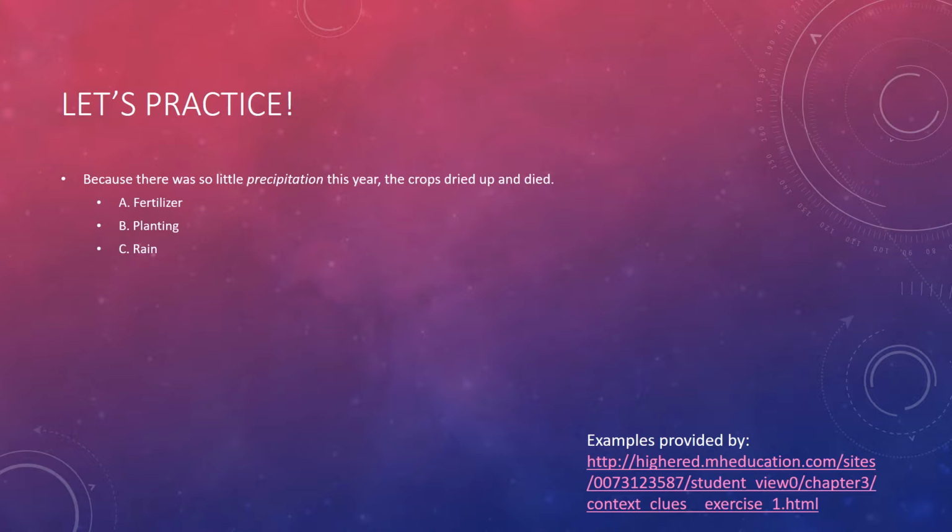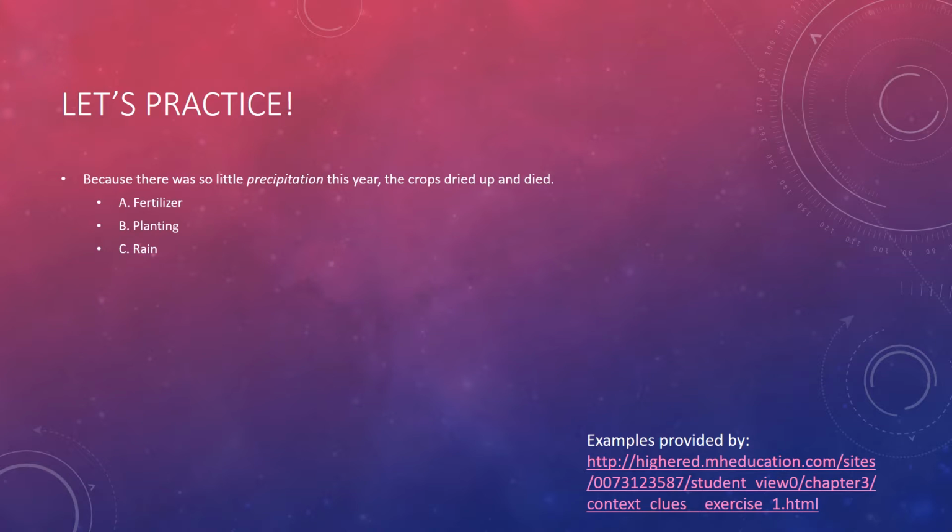So could it be A, fertilizer? If there's a little bit of fertilizer, would the crops dry up and die? B, planting? If there was little planting, would the crops dry up and die? Or C, if there was little rain, would the crops dry up and die? Think about it. What are the context clues telling you about the word precipitation?